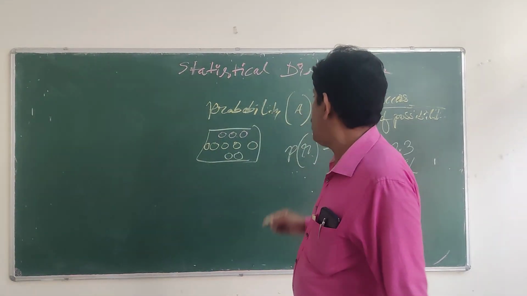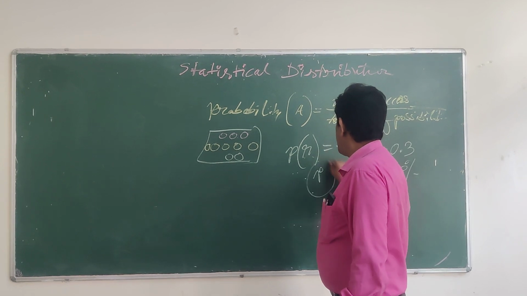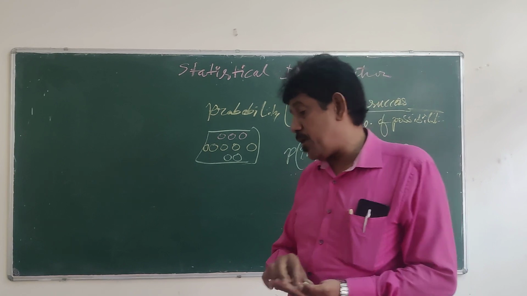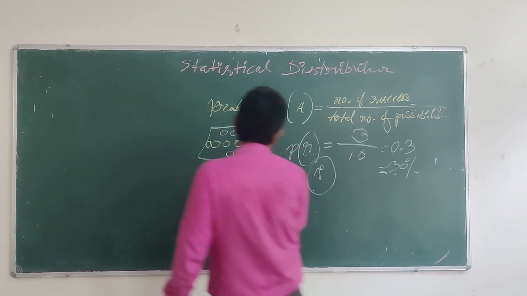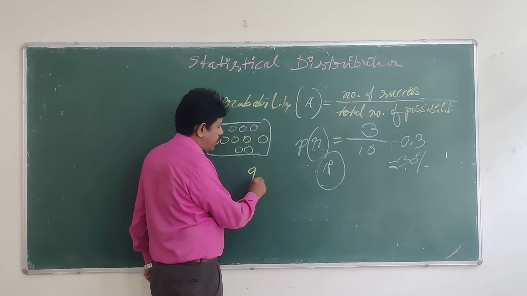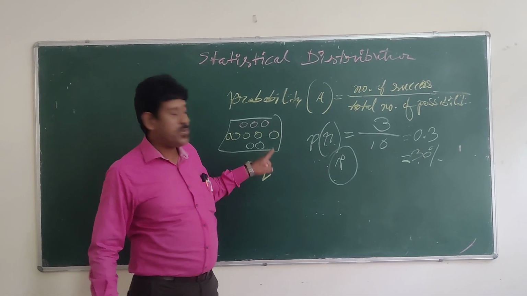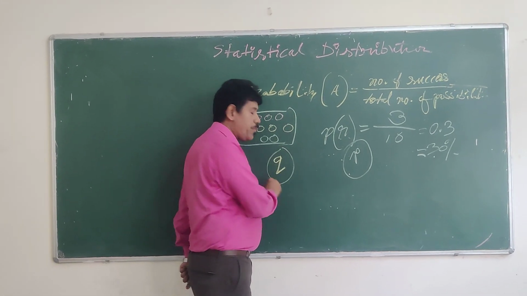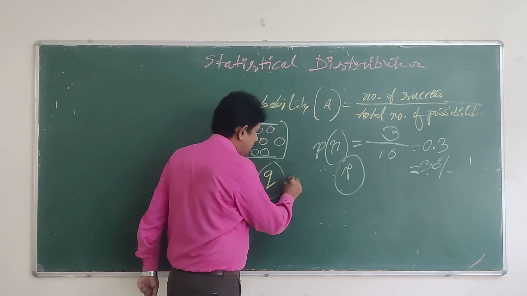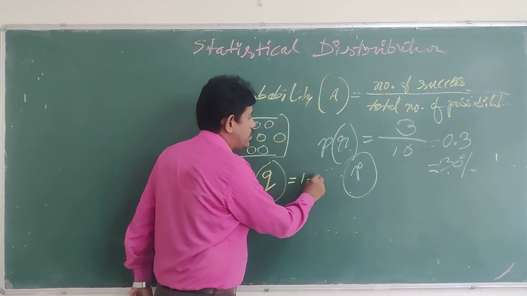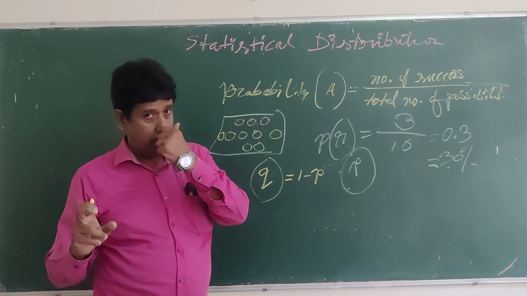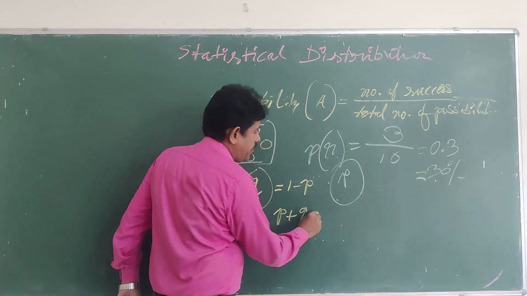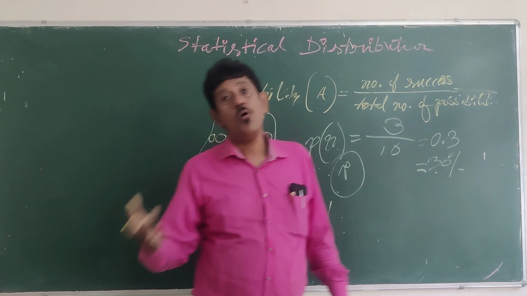And we always denote probability by P. Another important thing, probability of non-occurrence. It can be regarded as the probability of failure. So that is denoted as Q. The important thing is that Q is always 1 minus P. That is most important.